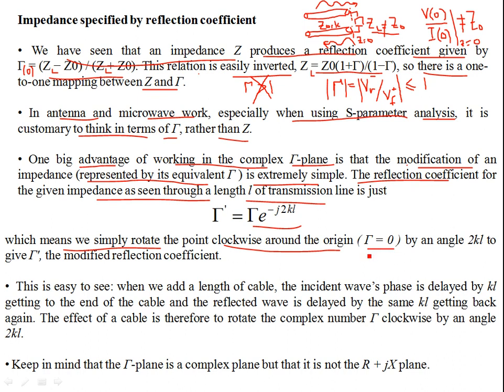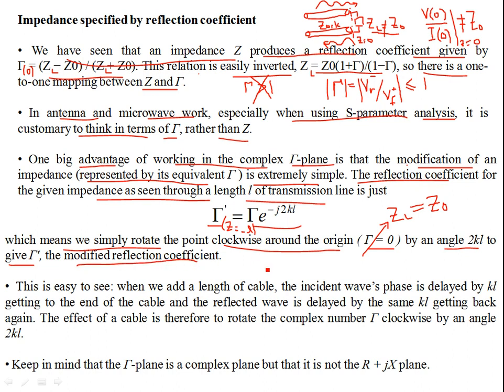What does gamma equal to 0 imply in terms of impedance? It implies ZL is Z naught, isn't that right? If ZL is equal to Z naught, there's no reflection, or the reflection coefficient is 0. So from the origin, you rotate clockwise by an angle 2kL, which is twice the electrical length of the transmission line, to give the modified gamma prime, which is your reflection coefficient precisely at z equal to minus L. So that is the modified reflection coefficient.